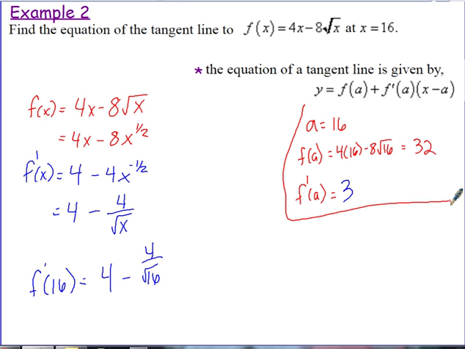Okay, so then what is it going to be? Y equals? Try that again. Because it's 32 plus 3 times x minus 16. Guys, I'm gonna be honest with you. On the AP test, this is a perfectly acceptable answer. Okay? If y is by itself, you're good.